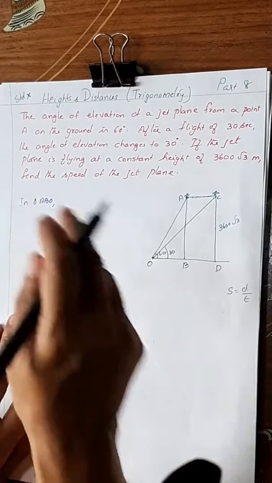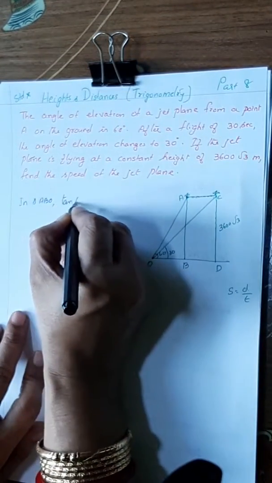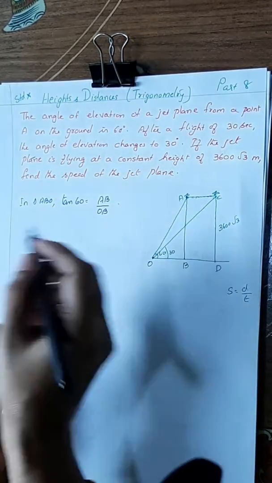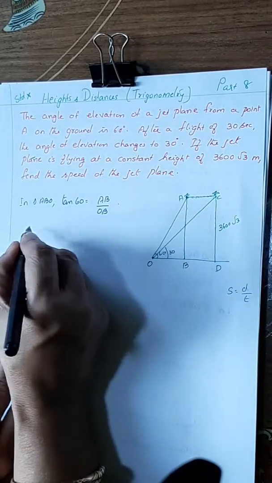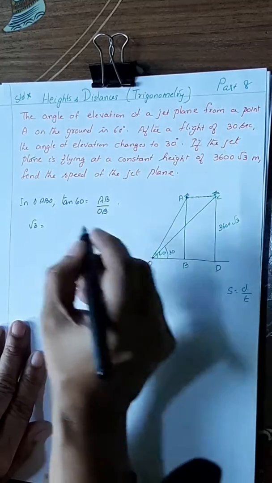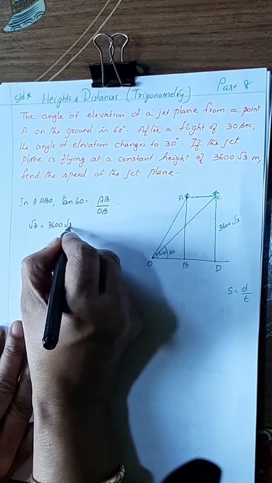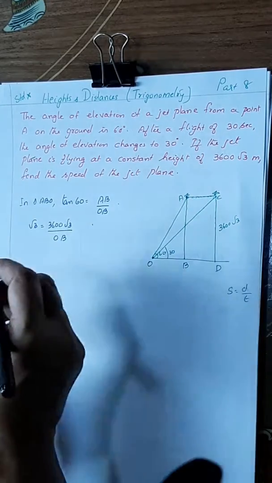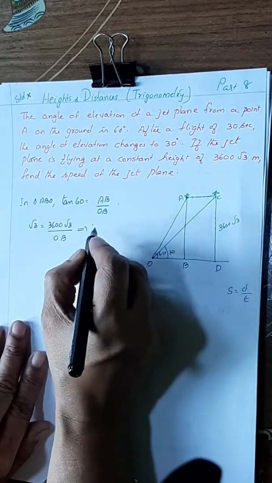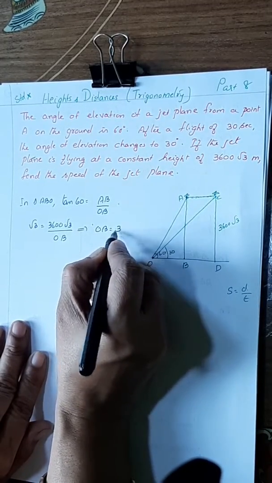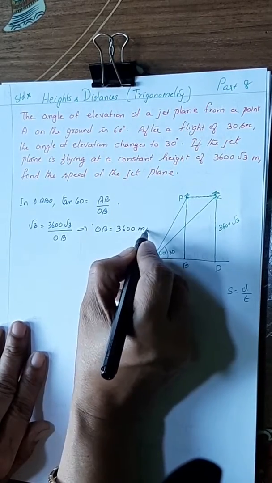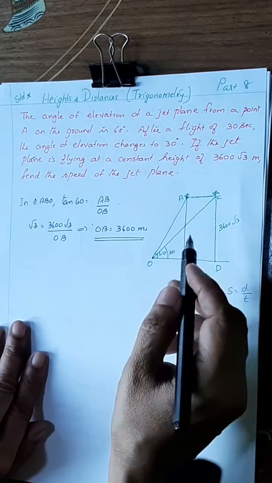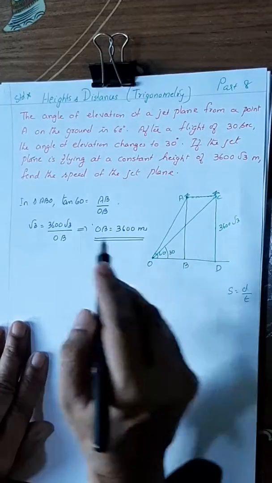In triangle ABO, tan 60 is equal to AB by OB. So tan 60 is root 3. So root 3 is equal to AB, which is 3600 root 3, by OB. So OB is equal to, cross multiplying, you get 3600 meters. That is this distance.